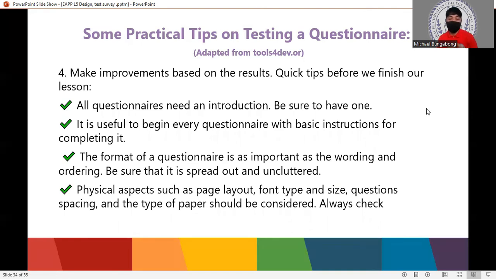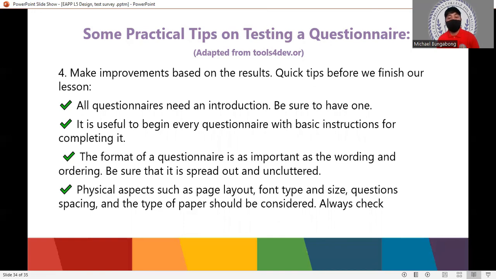Quick tips before we finish our lesson. All questionnaires need an introduction. Be sure to have one. All right. It is useful to begin every questionnaire with basic instructions for completing it. And third, the format of a questionnaire is as important as the wording and ordering. If Tagalog nga yung ginagamit na language natin na medium of instruction, nagkakamali pa. How much more if you are using the English language as your medium of instruction. So the format of a questionnaire is as important as the wording and ordering.